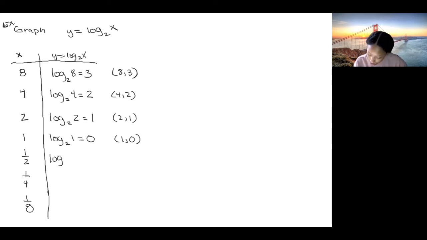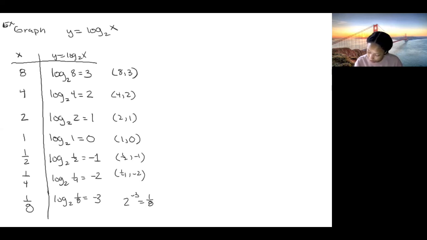Next one, log base 2 of 1/2. That would be -1. Log base 2 of 1/4 would be -2. And log base 2 of 1/8 would be -3. And remember, the way I'm getting these answers is to think about the exponential form. This means 2 to the -3rd power equals 1/8. That's true. That's how I know my exponent needs to be -3, which means the logarithm equals -3. All right, so the last few points here are (1/2, -1), (1/4, -2), and (1/8, -3).